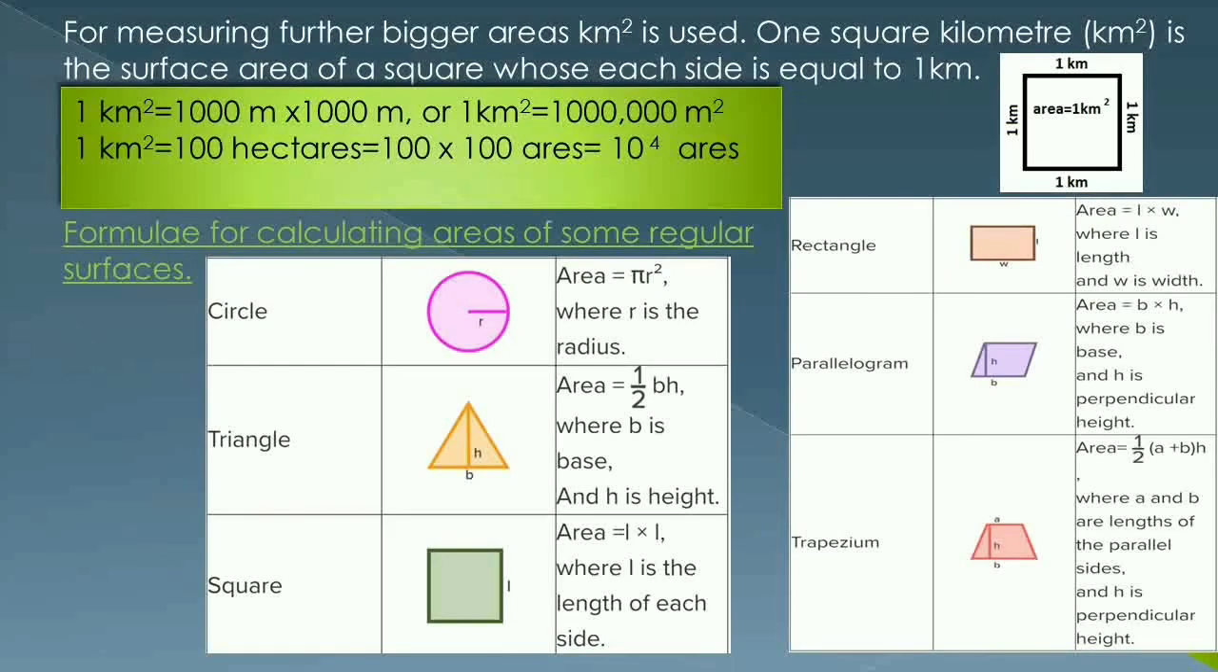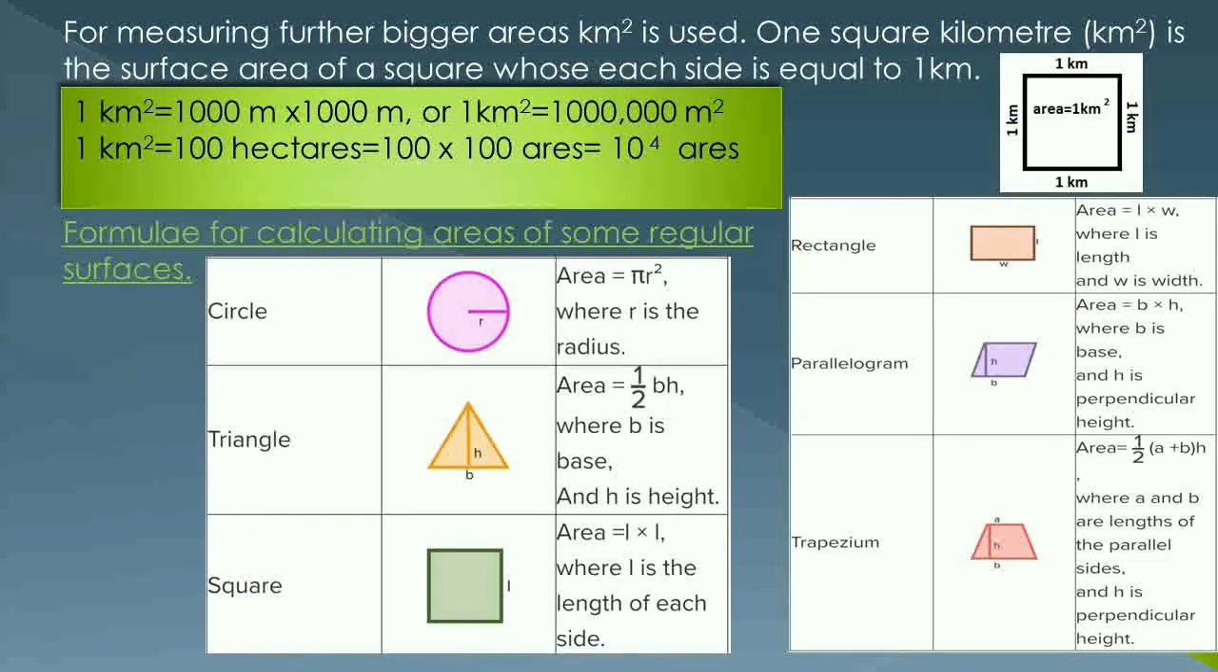Okay, now this is the trapezium. Trapezium is also a kind of quadrilateral. So the area of a trapezium is half (a plus b) into height, where a and b are the opposite sides. These sides are parallel, not equal. Here a and b are the lengths of the parallel sides, and h is the perpendicular height.